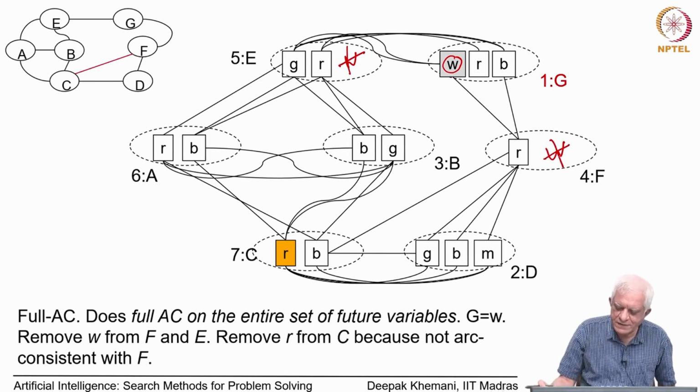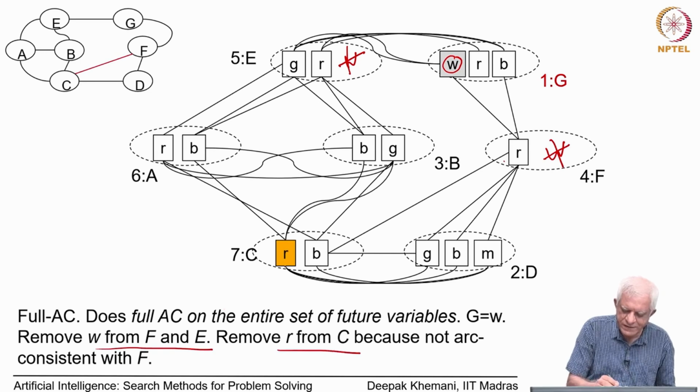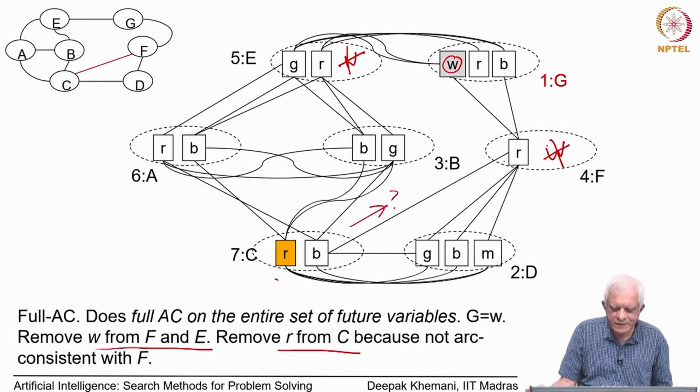And then it sees that because we have R here, so we have removed W from F and E, which we just did. Then you remove R from C. Why? Because we are doing full arc consistency for future variables, and this value does not have a corresponding value in 4. So, we remove it from there.